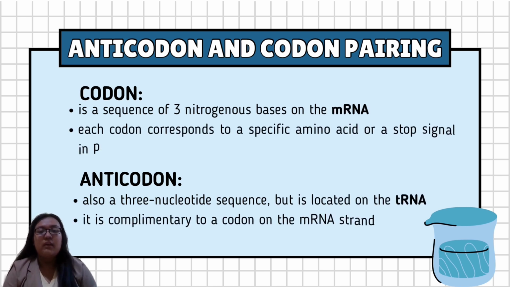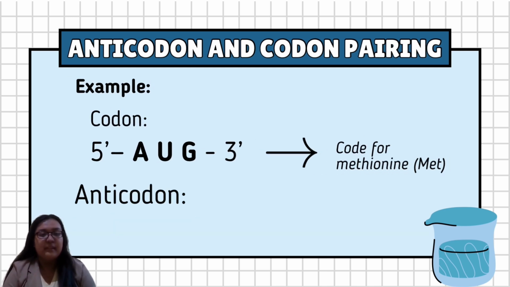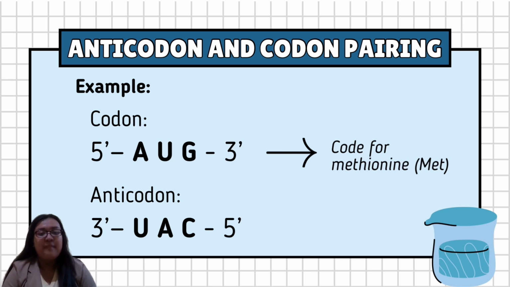Regarding anticodon pairing, a codon is a sequence of 3 nitrogenous bases on the messenger RNA. Each codon corresponds to a specific amino acid or a stop signal in protein synthesis. An anticodon is also a 3-nucleotide sequence, but is located on the transfer RNA. The anticodon is complementary to a codon on the mRNA strand. For example, if the mRNA codon is 5' AUG 3', which codes for the amino acid methionine, the corresponding tRNA anticodon would be 3' UAC 5'.